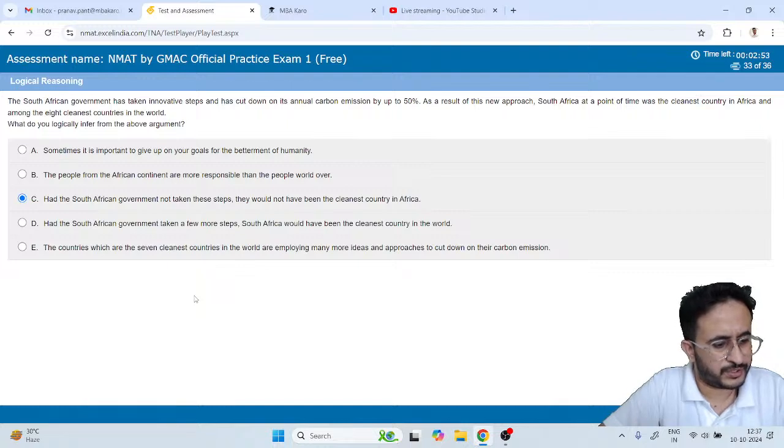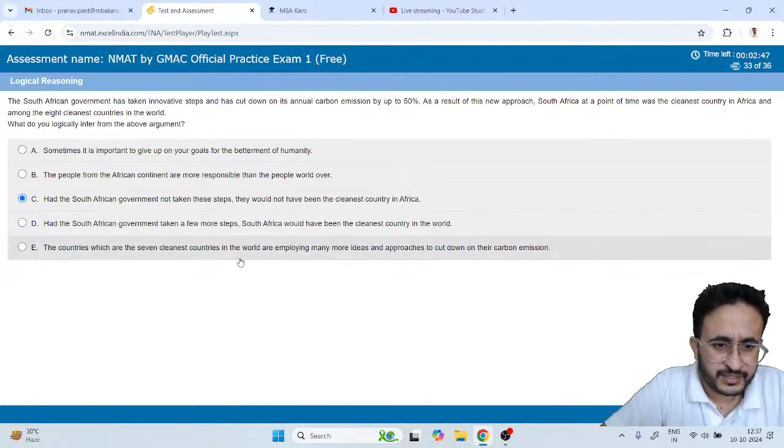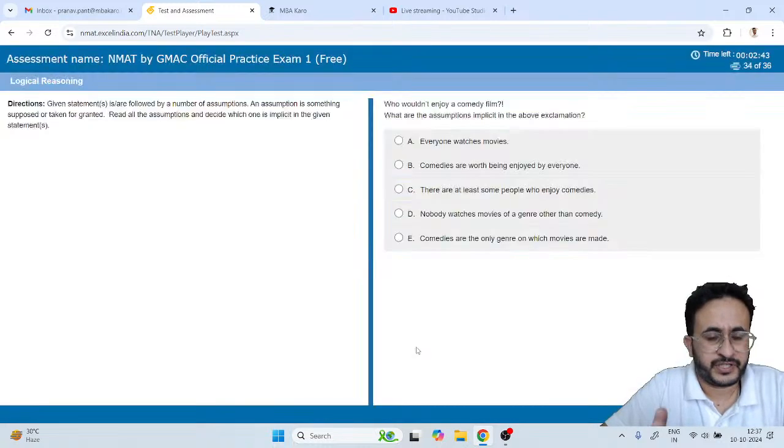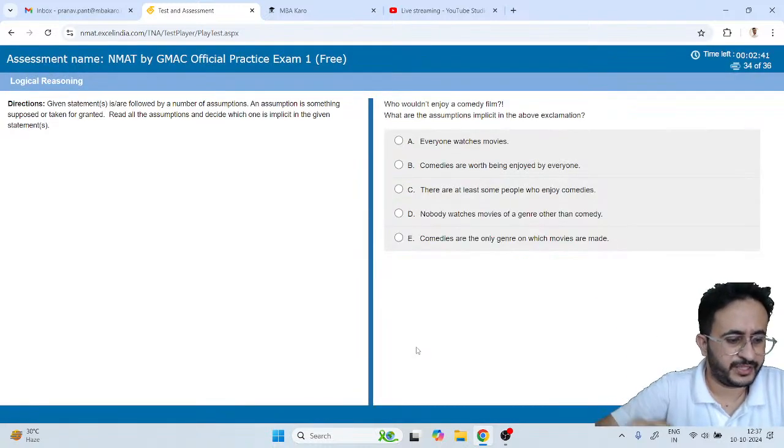Okay, so then had the South African government taken a few more steps, cleanest country in the world? Can't say. Seven cleanest countries, many more ideas, not necessary. So if they had not taken those steps, definitely they would not have been the cleanest.